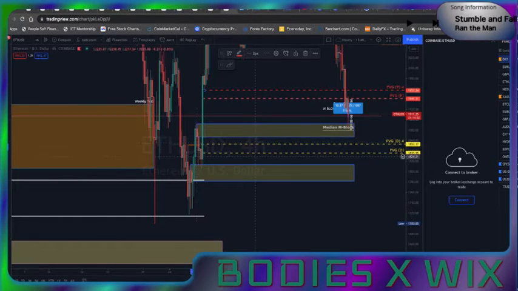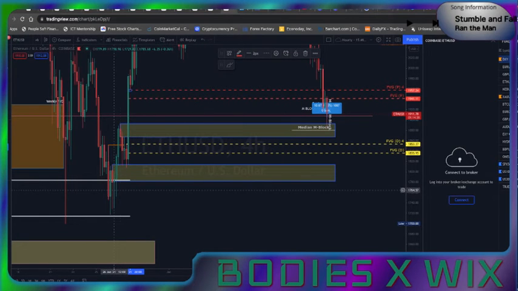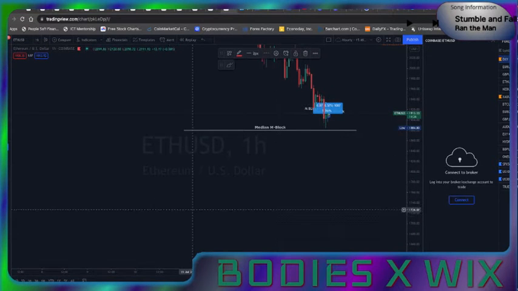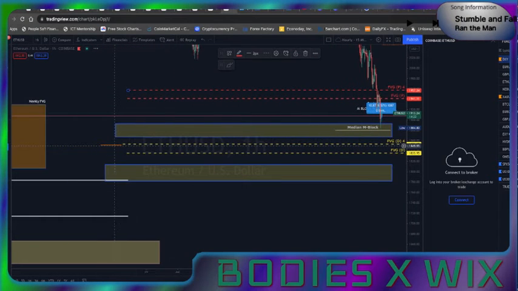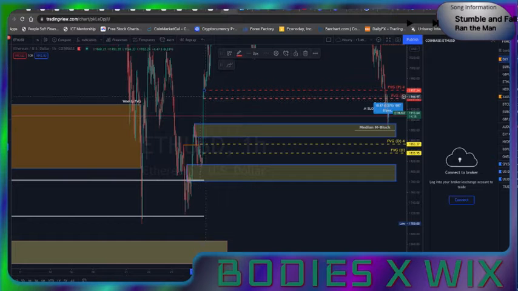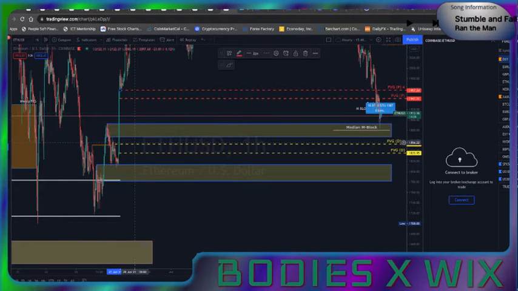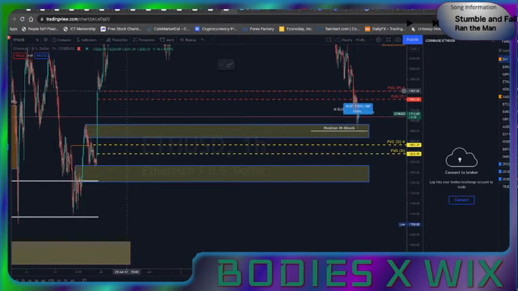breaker, or this actually a mitigation block. A mitigation block is a candle that, let me go to the 1 hour so I can show you exactly what it is. It goes from low to high, and it goes to another low, and then after that it trades right through it. As soon as it trades through it, it becomes a mitigation block. If it doesn't trade through it, it doesn't become a mitigation block. It's just another candle. But since we have such a huge fair value gap here, my eyes have been set on this area for quite some time for it to return to.